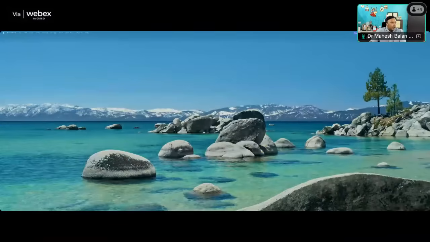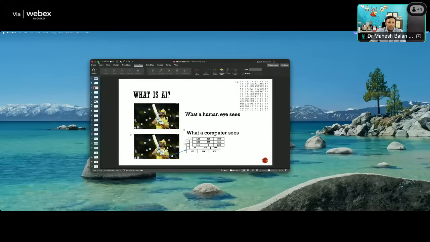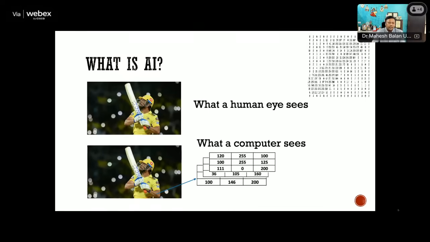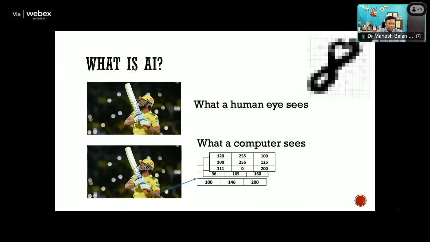Your screen is not being shared. You need to reshare it. Okay, let me try it again. Okay, fine. Are you able to see your desktop? Yeah. Is it visible? Okay, fine. I brought my slide. Let me start from where I left. Is it fine now? Absolutely, yes. Okay, thank you.